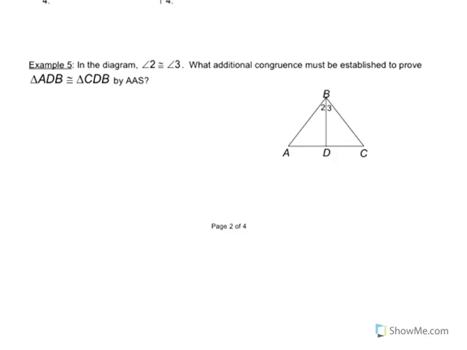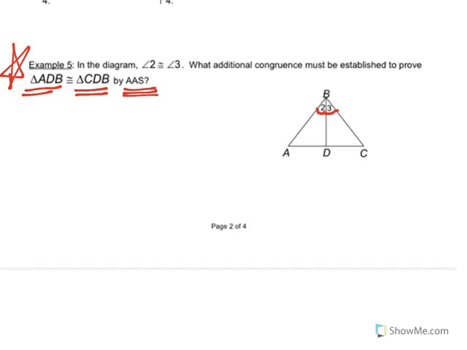Okay, so here's another one of those little semester exam type questions. It says in the diagram, angle 2 is congruent with angle 3, so let's mark that. What additional congruence must be established to prove that triangle ADB is congruent with triangle CDB by using angle, angle, side? So hit pause, think about that, and see what you know about those triangles and see what we need to prove.